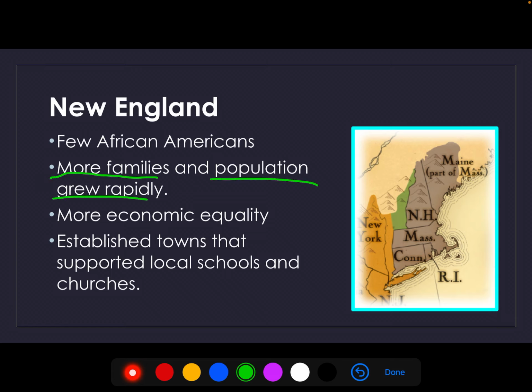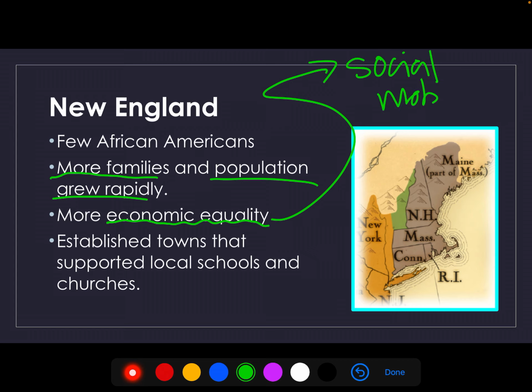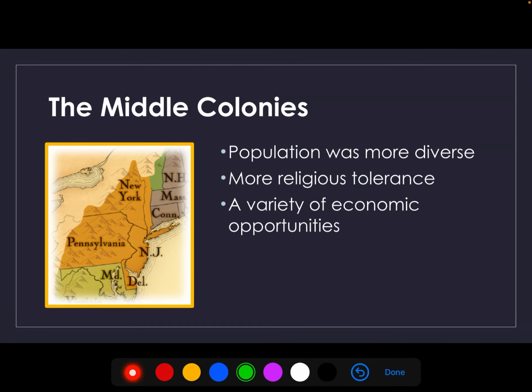All right, New England. Few African Americans. Slavery is a thing, but it's not obviously as widespread as the South. You have more families and a rapid population growth. And again, that's another big trend that's going to impact the different development of the different colonial regions. You also have more economic equality, which also leads to more social mobility in the New England colonies than is available in other places. You get towns and local schools, and so New England has that rich history of public education that you guys are benefiting from now.